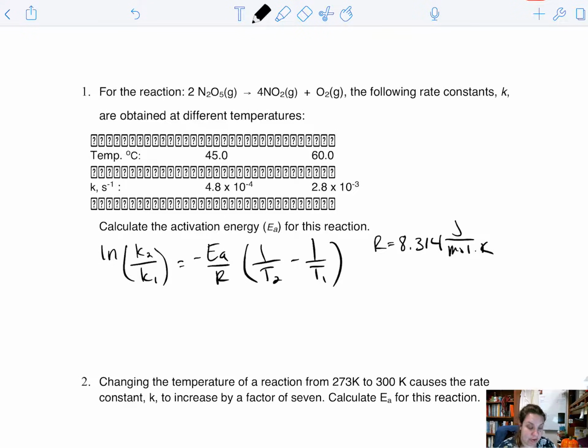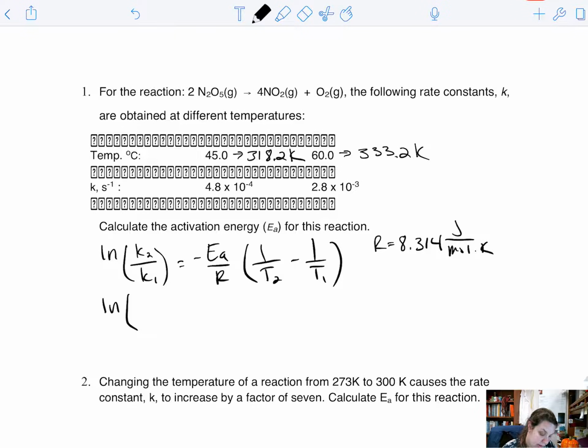because we are dealing with energy. Our temperatures also need to be in Kelvin, so we add 273.15, or 273.2 in this case for correct sig figs, and we get 318.2 Kelvin for the first one, and 333.2 Kelvin for the second one. Those values can then go in and we could just plug and chug.